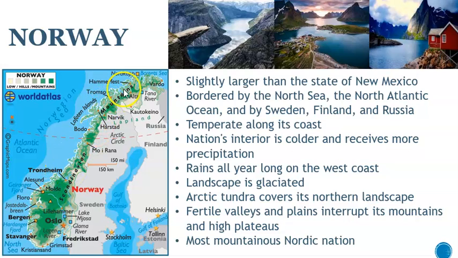Arctic tundra covers its northern landscape. As you can see, in the northern parts of Norway, you're getting into the Arctic Circle. Fertile valleys and plains interrupt its mountains and high plateaus. Norway is the most mountainous Nordic nation. By the way, the nations in Northern Europe are often referred to as Nordic nations. I just wanted to note also that there are fjords in Norway, so the video about fjords that I referred to in your modules is going to be under Norway.